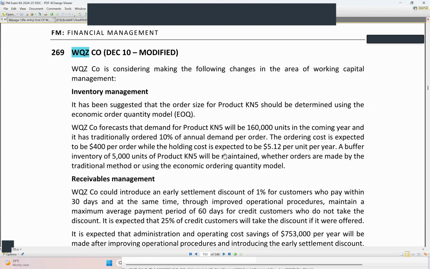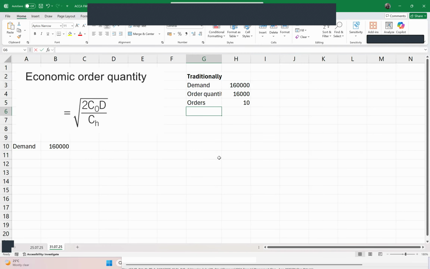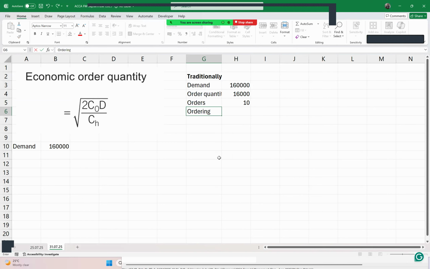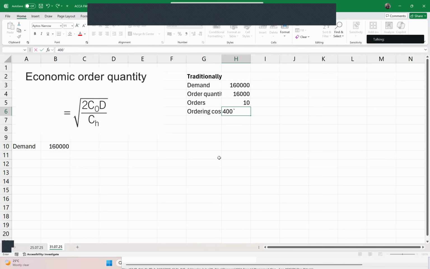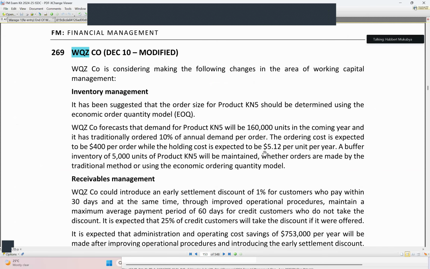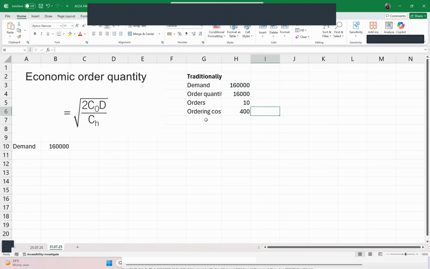Now, ordering cost 400. And then holding cost 5.12.